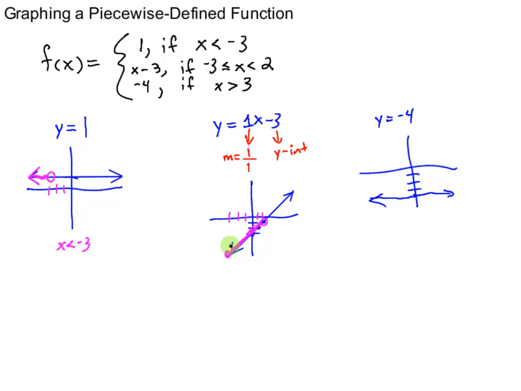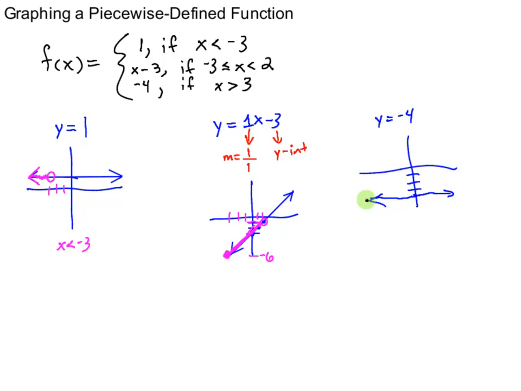Now if you're curious, how do you figure out exactly where this point is down here? Well, x is negative 3. If you plug negative 3 into this middle function, you have negative 3 minus 3, which is negative 6. So over here, this would be a y value of negative 6. And up here, you can do the same thing. If x is 2, 2 minus 3 is negative 1. So this y value is at negative 1, and that is what it appears to be.